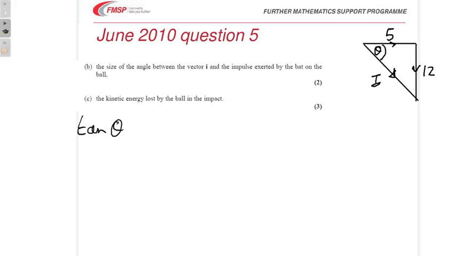And we've got tan theta, opposite over adjacent. So tan theta is 12 over 5, and theta is 67.4 degrees. Okay, that's part B done.